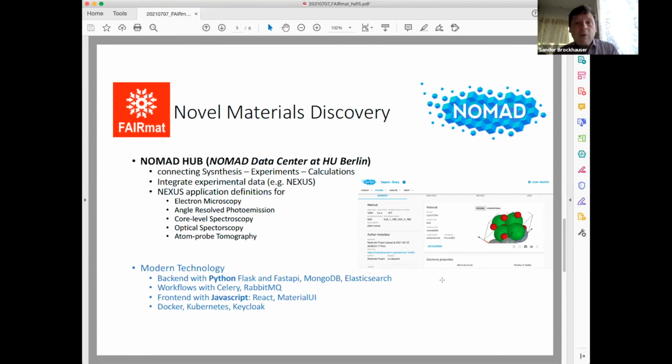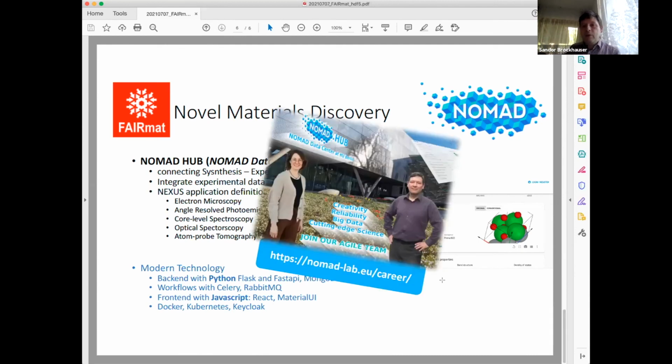What we are doing right now, as a new project, is setting up a new data center in Berlin, where we would also like to see how Nexus data can be integrated into this infrastructure. Nexus integration is one of the things where we would like to cover electron microscopy, angle resolved photoemission, core level spectroscopy, optical spectroscopy, as well as atom probe tomography. This data center is being built now, and we are looking for anyone who has experience in programming or material science, and we are welcoming anyone. Thank you for your attention.